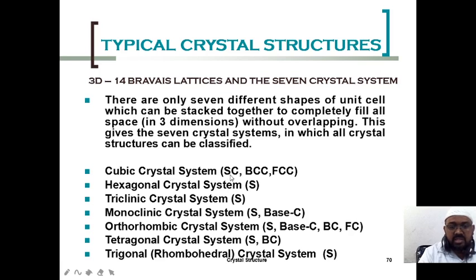So what are the 7 crystal systems? Cubic crystal system, which has simple cubic, body centered cubic, and face centered cubic unit cells; hexagonal, triclinic, monoclinic, orthorhombic, tetragonal, and trigonal crystal systems. These are the 7 crystal systems in which crystalline solids are available in the earth's crust, and in them you will find different Bravais lattices, which we call Bravais unit cells.